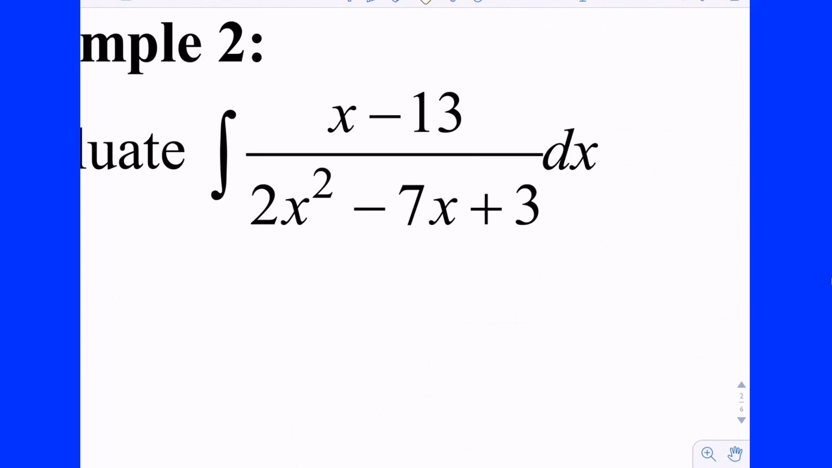Long division. Is that a good candidate for long division? No, because that only works when the degree of the numerator is what compared to the bottom? Larger or equal to. And we have one that's already smaller, so that's no good.